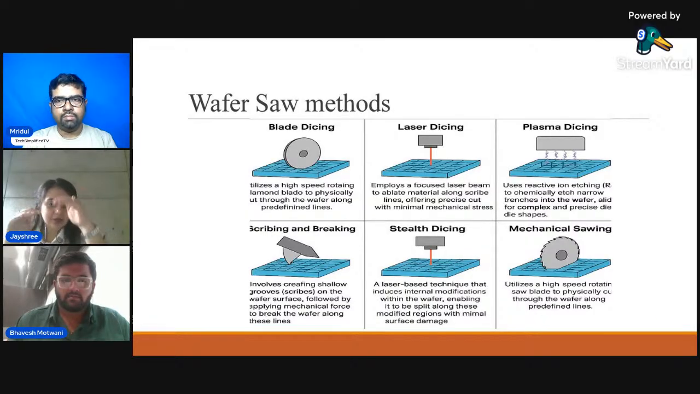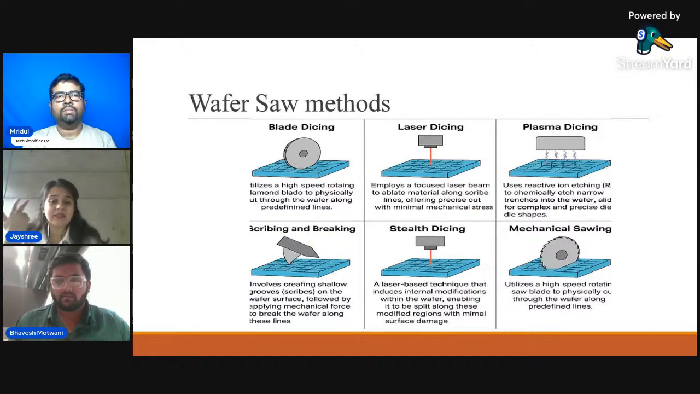There are markings on the wafer, and with the help of those markings we are able to saw each individual die. We will also discuss the pros and cons, why this method is better, and then decide which method is used for which purpose. Yes, this is cost effective and high throughput.